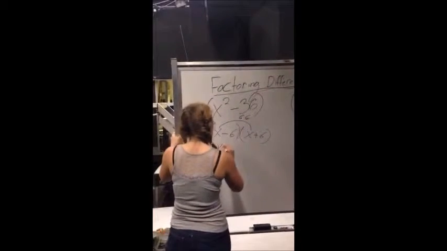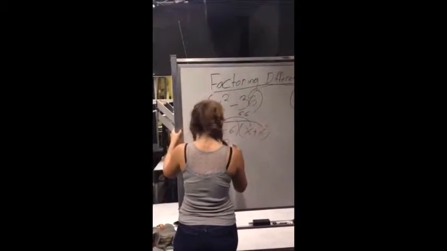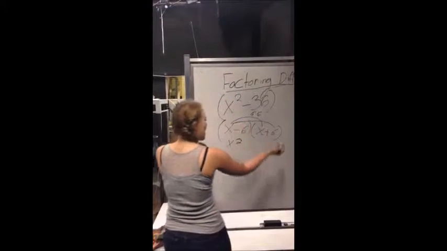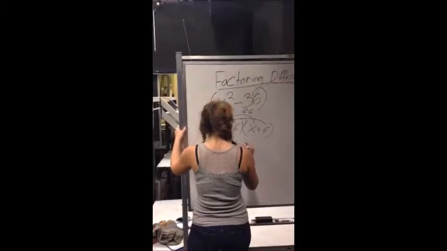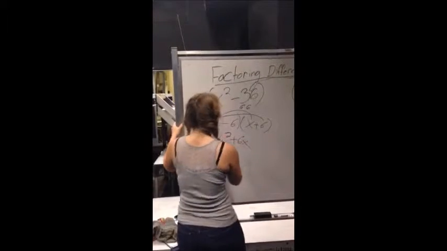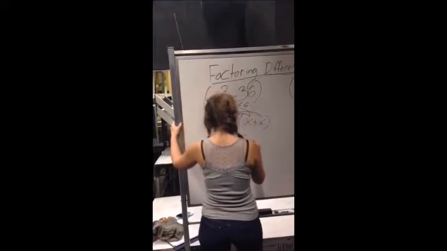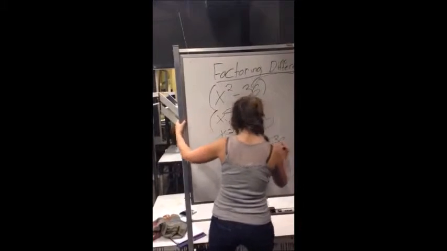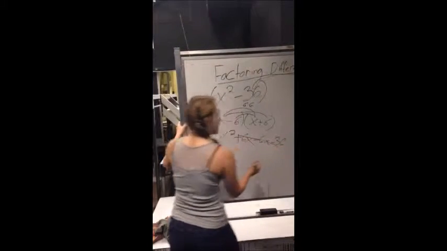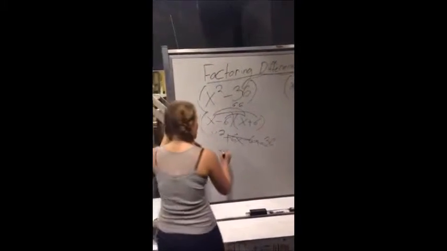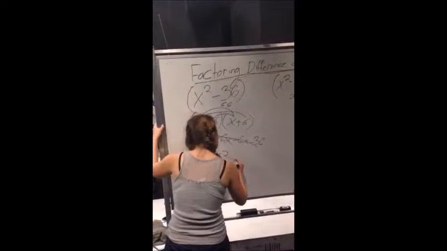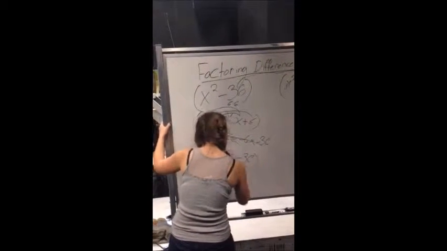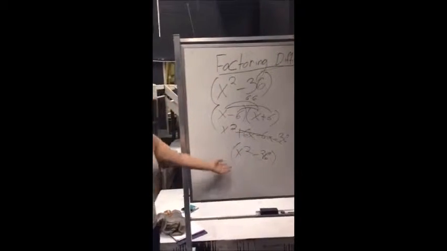X times x equals x squared. X times 6, oh, that's not squared. X times positive 6 equals plus 6x, minus x squared minus 6x, and 6 times 6 equals negative 36. How about that? We're going to factor these out because a plus and minus cancel each other out. And what are we left with, my friends? X squared minus 36. That easy.